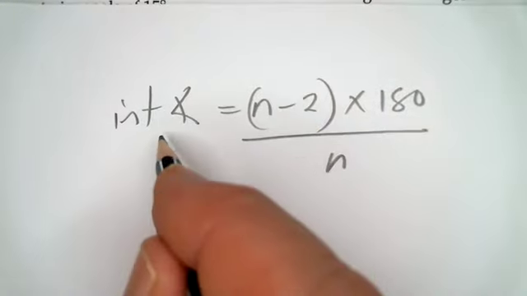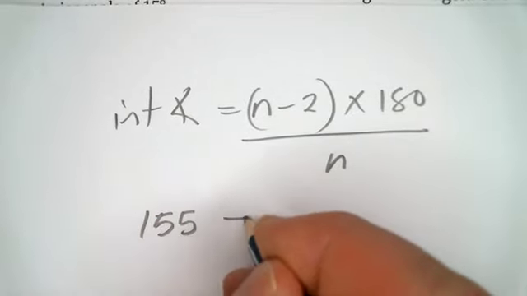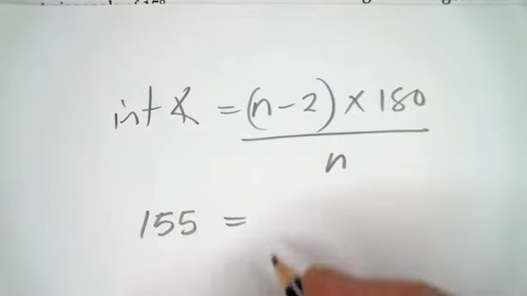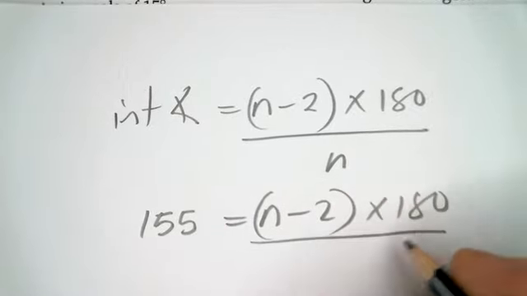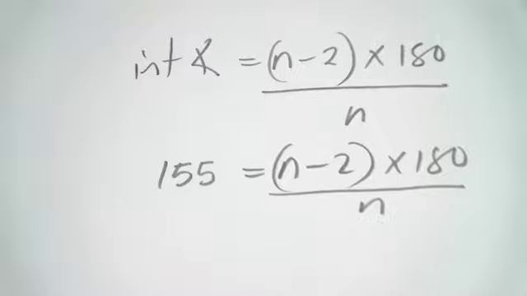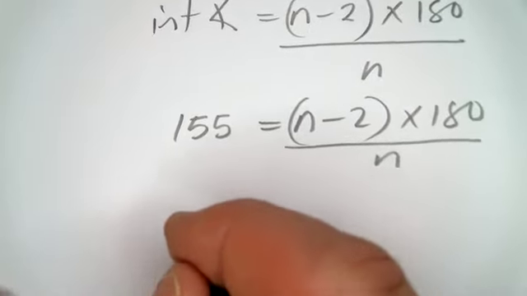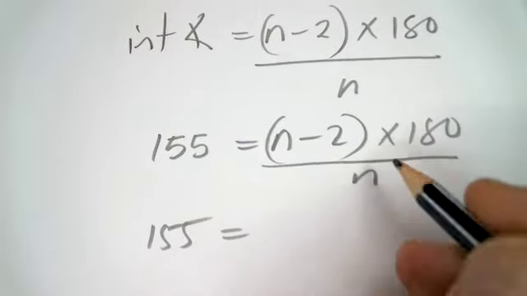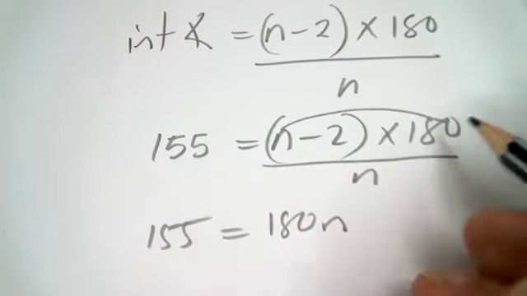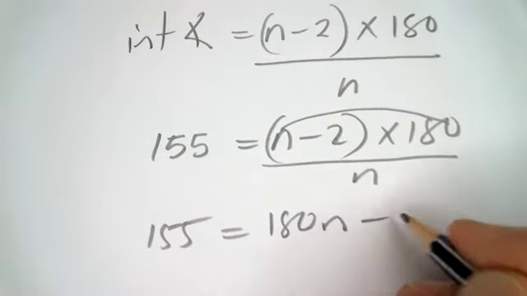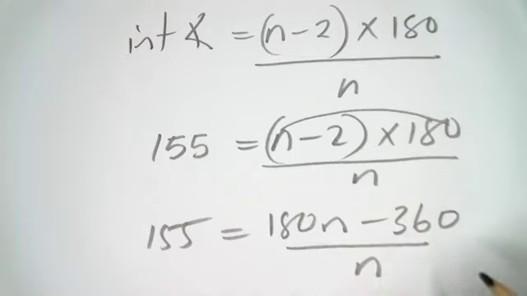So we're going to go for 155. We're going to find what n would be for the interior angle to be 155 degrees. We don't know what n is, so the interior angle equals n minus 2 times 180 over n. I'm going to expand this out. So 155 is equal to 180 times n, which is 180n, and 180 times negative 2 is negative 360, all over n.